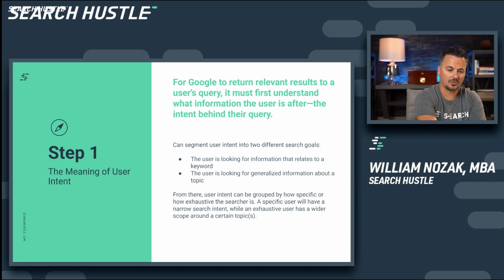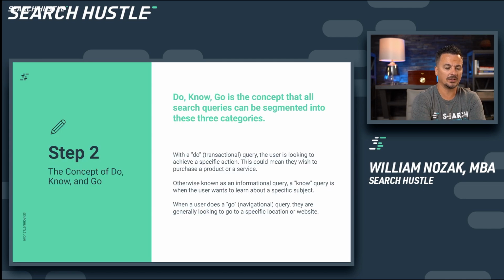A specific user will have a narrow search intent. Maybe it might be a long keyword. I need to get this thing right now in Tulsa, right? This is a narrow search intent. It really is pretty obvious what I'm looking for. While an exhaustive user has a wider scope around a certain topic. So we're gonna look at these things through do, know, go. The other way we talk about these is transactional, informational, and navigational.